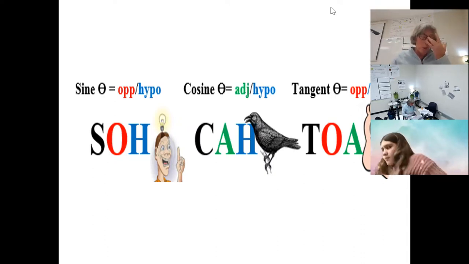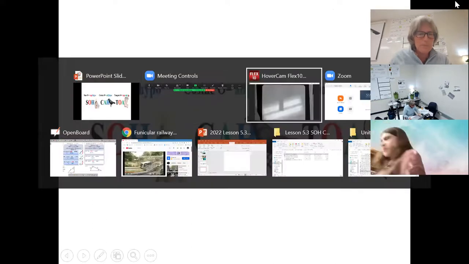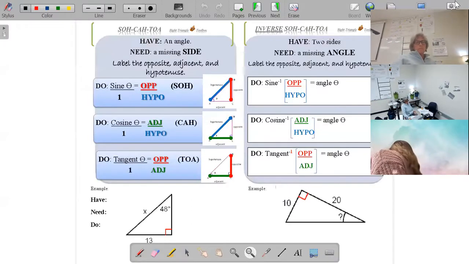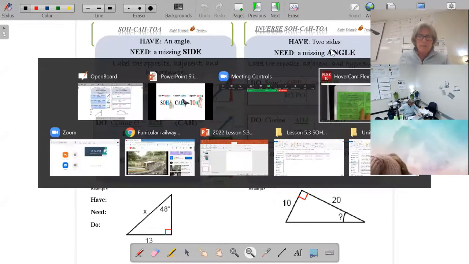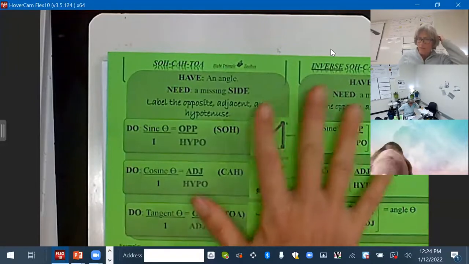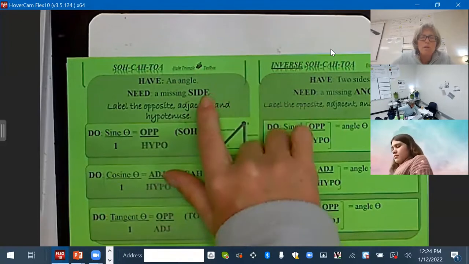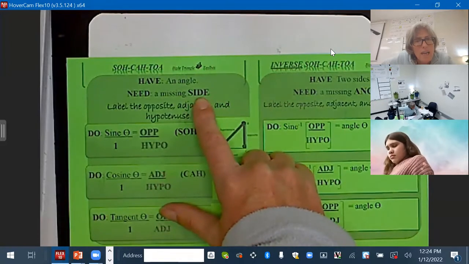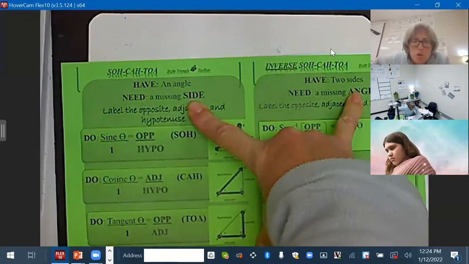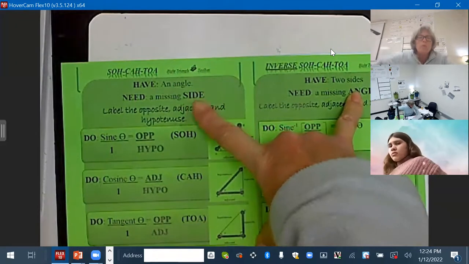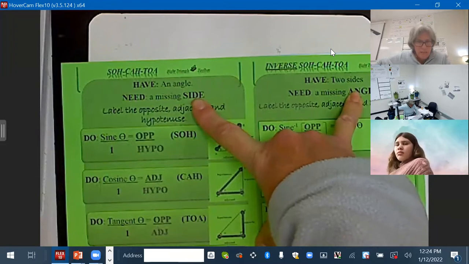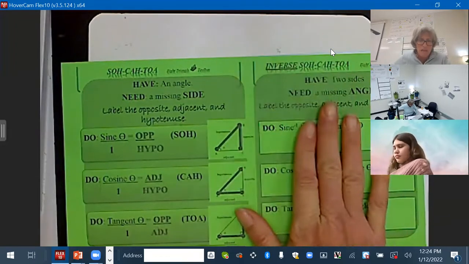Go to your reference booklets, please. You are looking at this page. Reference booklets. It's on the back side of the green. Back side. Here it is physically. Notice there's two versions of SOH CAH TOA. There's a version you use to find sides, and there's a version you use to find angles. We are here on the left today. Make sure you're not using the right yet.